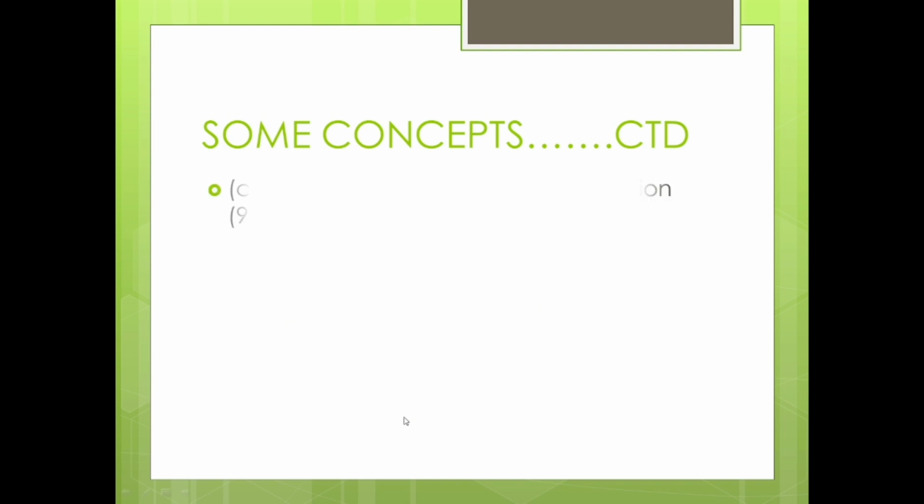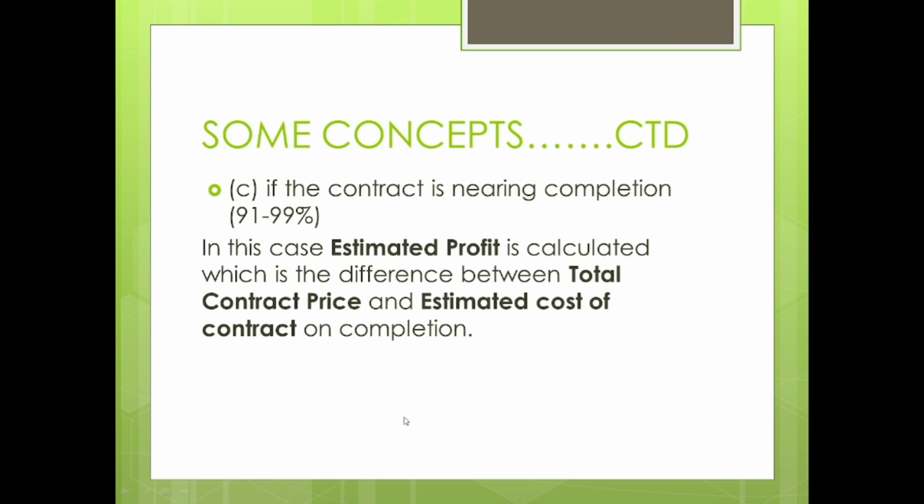The next is how much if the contract is almost nearing completion, that is 91% to 99%. In this case we calculate estimated profit, if the work completed is more than 91 to 99%. Now, before I explain what estimated profit is, please keep in mind that when the contract is almost completing, the contractor can tell very clearly what other expenditures will be required in the contract.